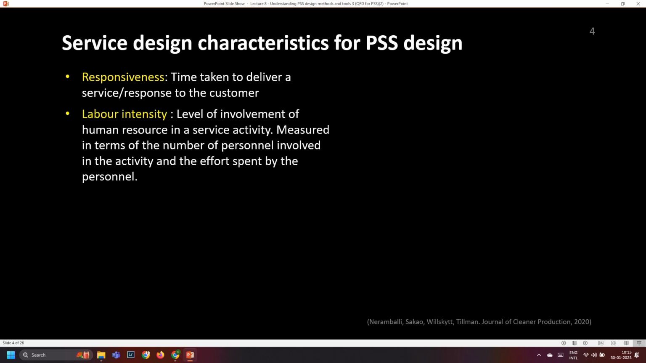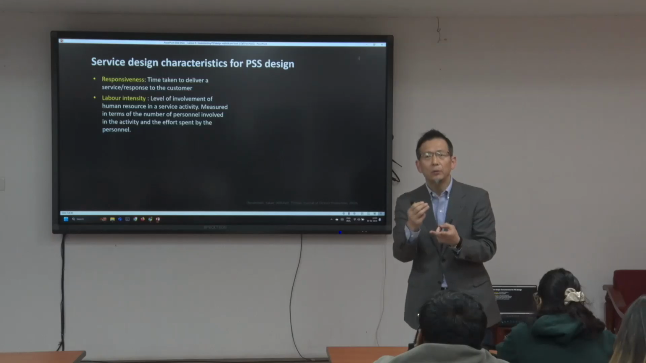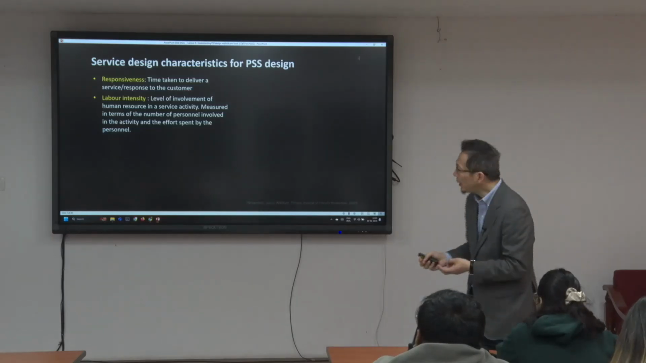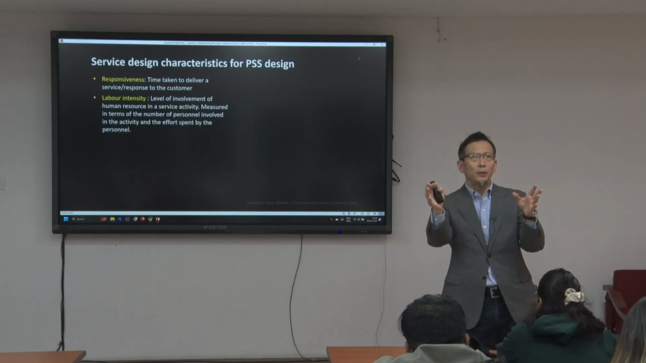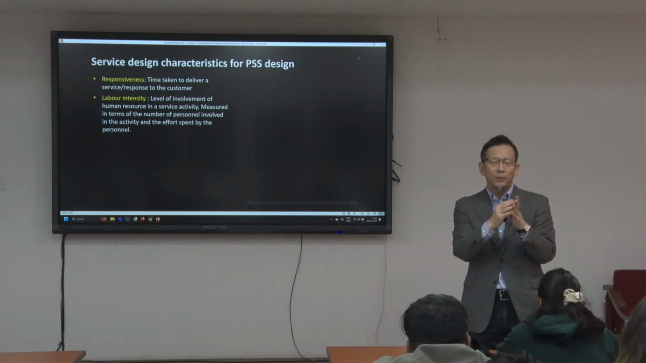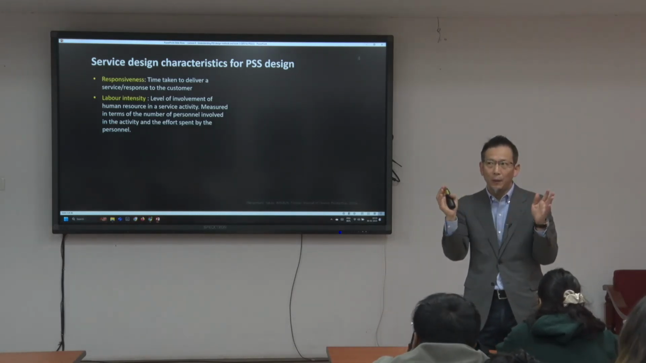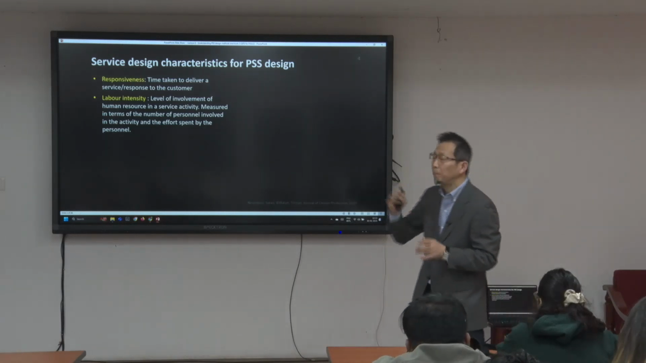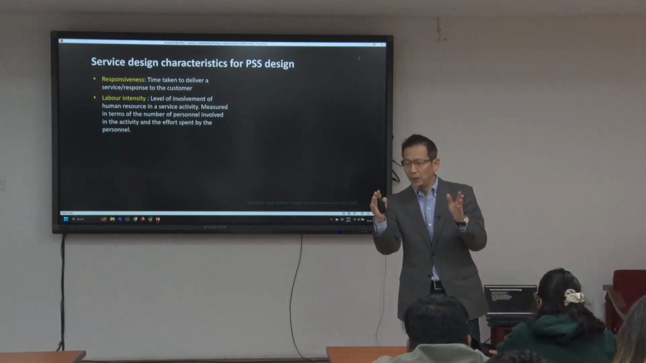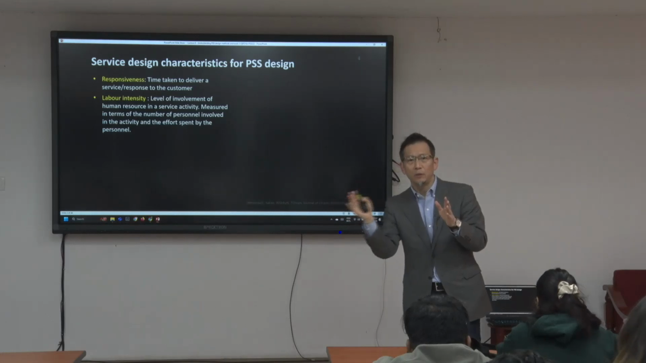So next, labor intensity. What it means is service can be supported by other components. For example, obviously products, but also software as well. And a given service can be described in terms of how much personal activity, human activity dominates the service, okay?